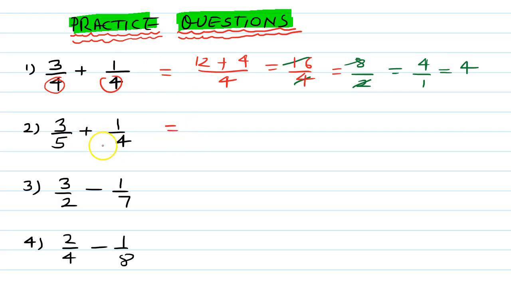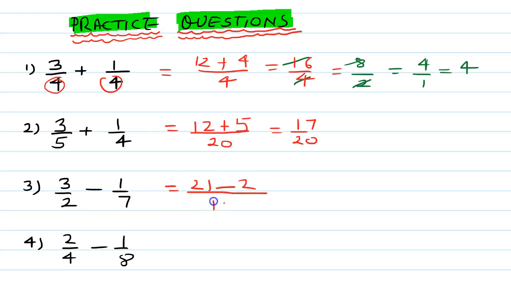Now let's see another question. Here it is 3 by 4. So cross multiply. 4 times 3 is 12 and 5 times 1 is 5 and 5 times 4 is 20. So it will be 17 over 20. Because the top is less than 20, we can leave our answer here. Now here 7 times 3 is 21. You need to notice here is a minus sign, then put a minus sign. Then 2 times 1 is 2 and 2 times 7 is 14. So 21 take away 2 is 19 over 14.